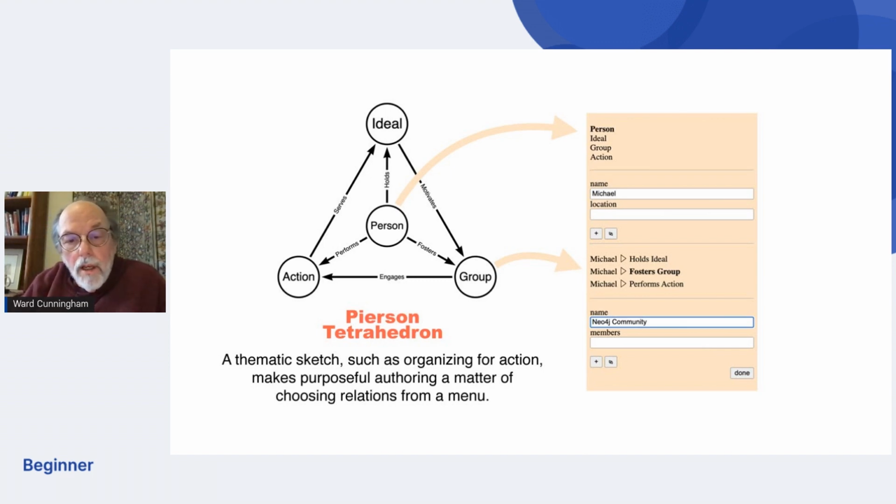We call this a thematic sketch. And in this world, we would say, well, it's the Neo4j community, of course. And I could keep going with what actions they do and what ideals were furthered by those actions and so forth, and I end up stringing out a kind of long chain. Now I can actually scroll back and say, well, Michael does more than just foster groups. So I could just scroll up and down here and keep growing this graph.